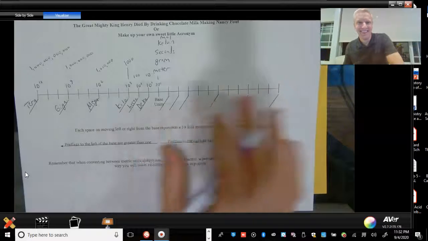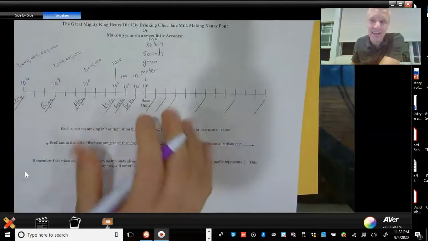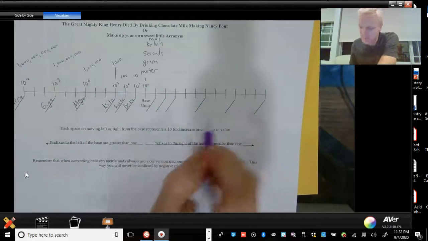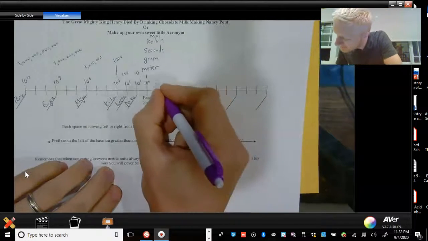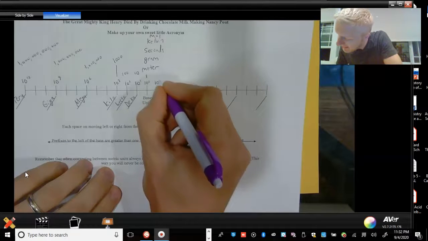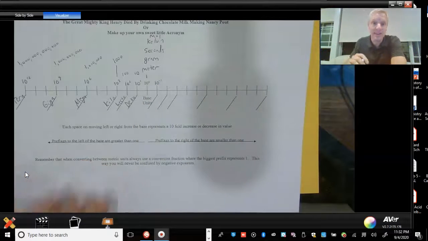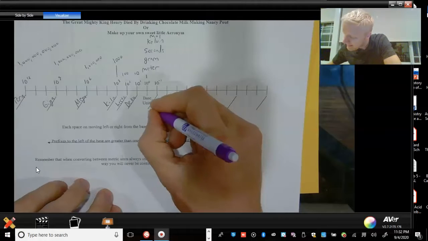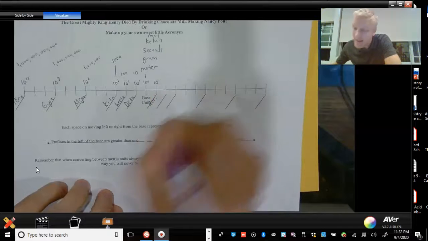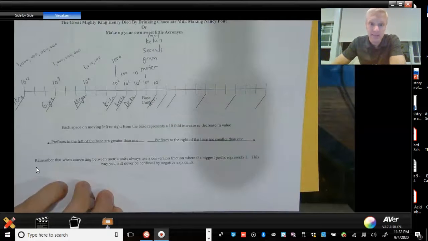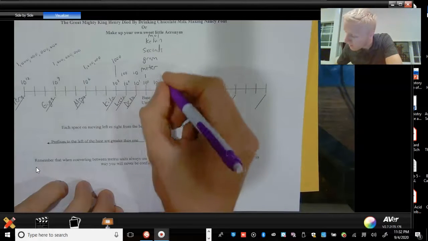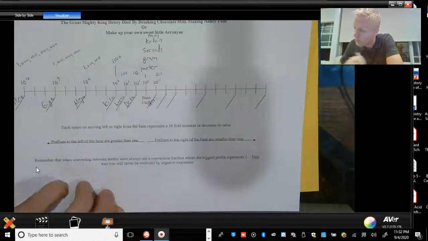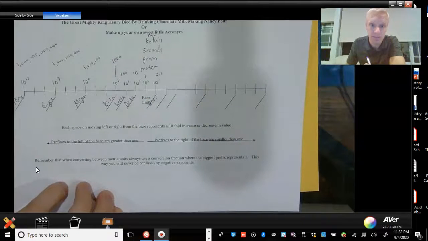Okay. What we got going on next is we're going to go smaller. And we're going to go 10 to the negative 1 because we're going smaller. So a little bit smaller than a meter would be a decimeter. A decimeter. 10 to the negative 1, also known as 0.1 meters.